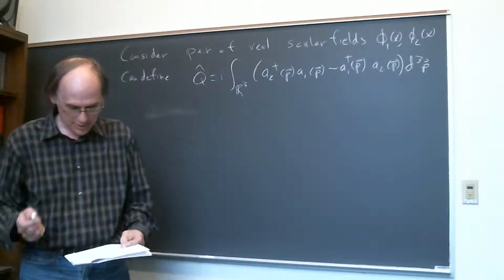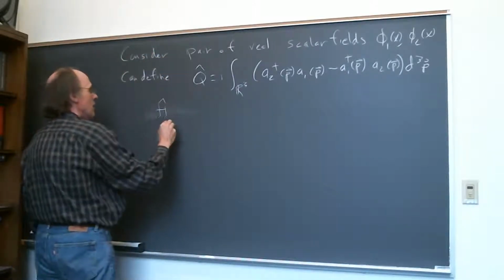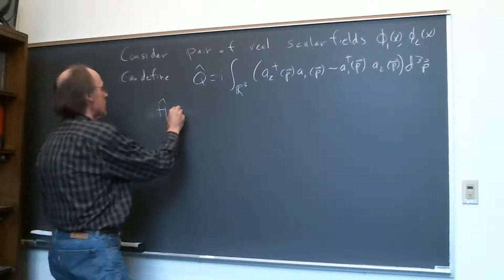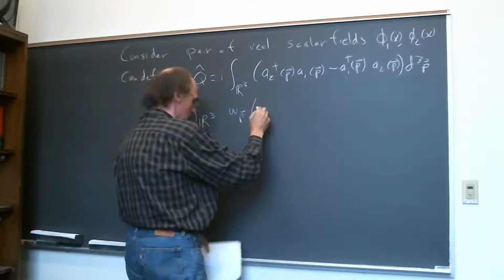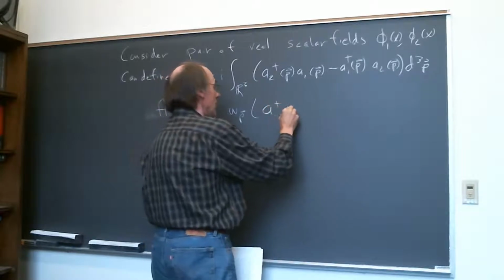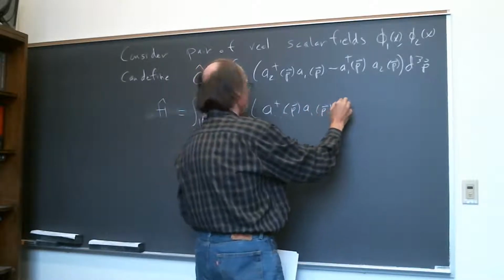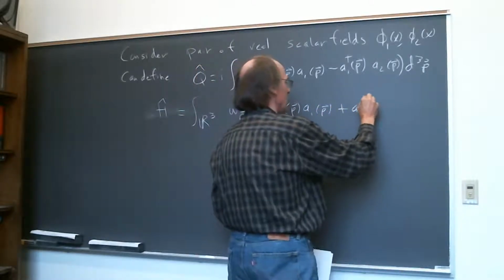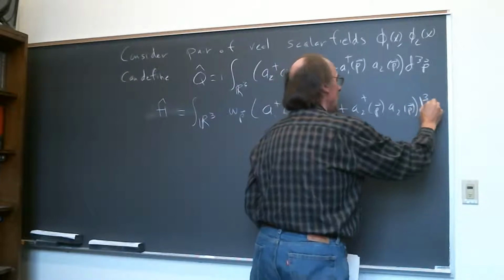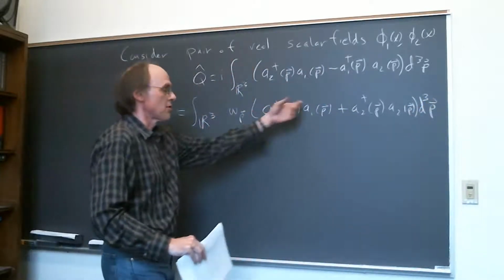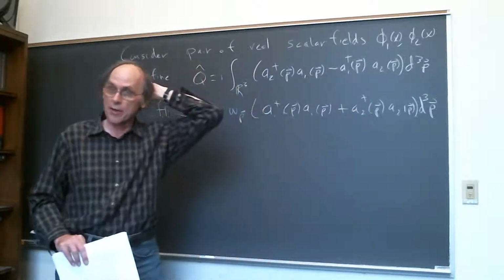And then you found also that the Hamiltonian was just the integral over R cubed of omega p times the number operators. So as far as the Hamiltonian and the dynamics are concerned, it's really just two independent copies of the scalar field theory.